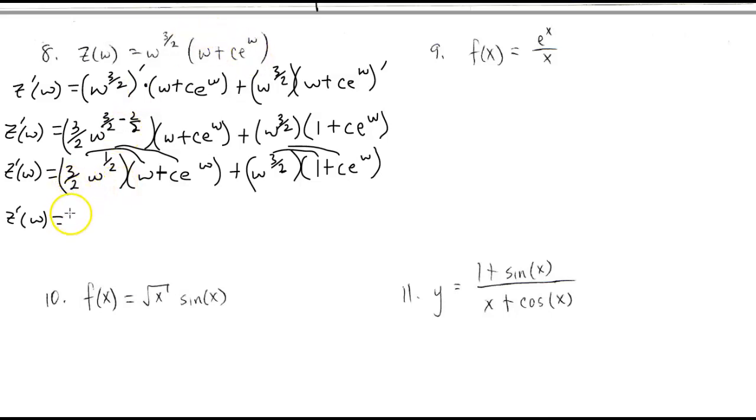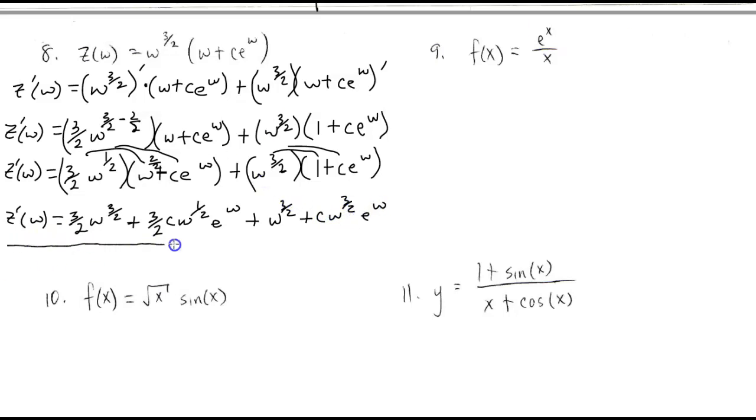So for this first term, we'll have 3 halves, w raised to the 1 half times w raised to the 2 halves would be w raised to the 3 halves plus 3 halves c, w raised to the 1 half, e raised to the w. And then here we would have w raised to the 3 halves plus c, w raised to the 3 halves, e to the w.